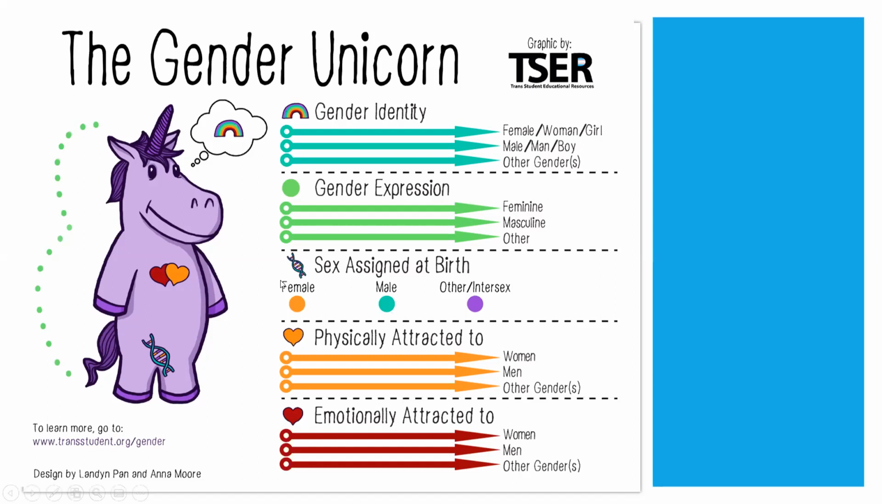Sex assigned at birth. If you notice here in this area, they have the little DNA structure. This is in reference to your genitals. So you have female, which is the vagina, and then you have male, the penis, and then you have other or intersex. Those who are born intersex, the thing about it is that when the baby is born, typically doctors will look at the baby's genitals to determine the sex, the biological sex, or the sex assigned at birth.